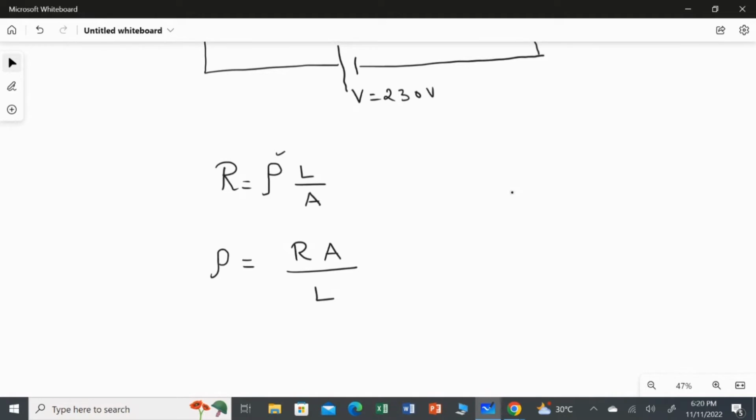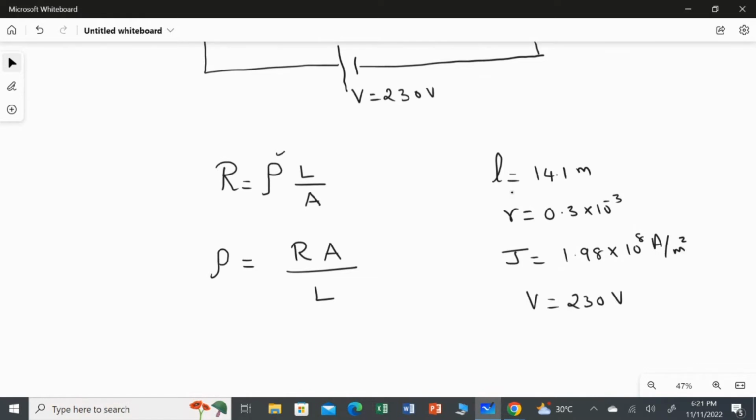Clear? So now better I'm going to write what is given in the question. The length of the wire they mention 14.1 meter and the radius is 0.3 millimeter. So we have to convert it to meter, so I have to multiply by 10 power minus 3. And also they gave the value of the current density J, which is 1.98 multiplied by 10 power 8 ampere per meter square. And the voltage applied across the wire is 230 volt.